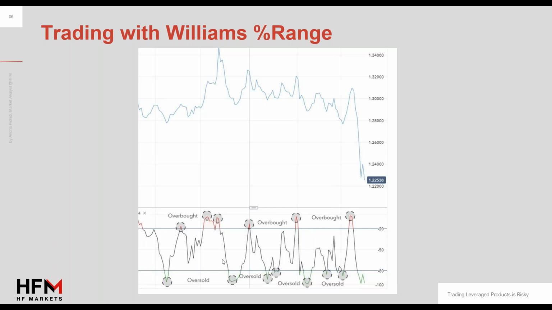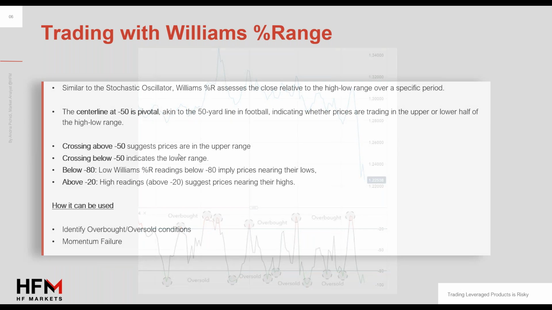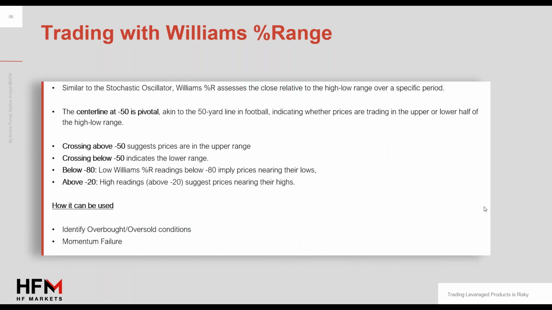You can see that Williams percentage is underneath, below the price, like all the other indicators, and you can see where the oversold conditions and the overbought conditions are placed. So let me get back to where we have been. I haven't provided the formula of the Williams.